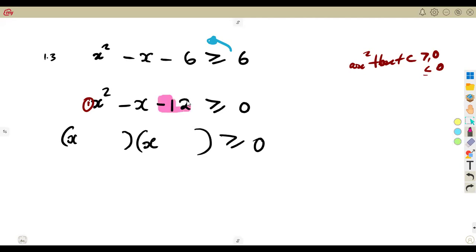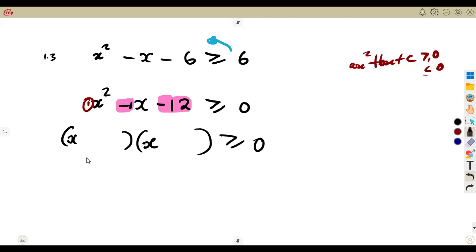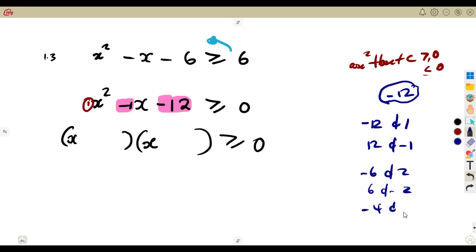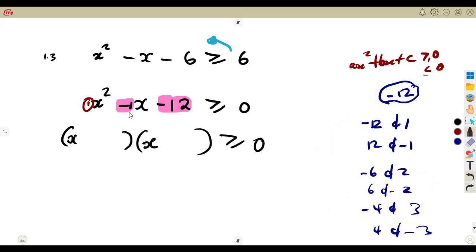Focusing on the constant, the factors of minus 12, which will add up to a negative 1. So we need two numbers that multiply to give minus 12, but when you add, you must get a minus 1. Numbers that multiply to get minus 12 are so many: minus 12 and 1, 12 and minus 1, minus 6 and 2, 6 and minus 2, minus 4 and 3, 4 and minus 3. But of all these pairs, which pair, when you add, gives a negative 1?